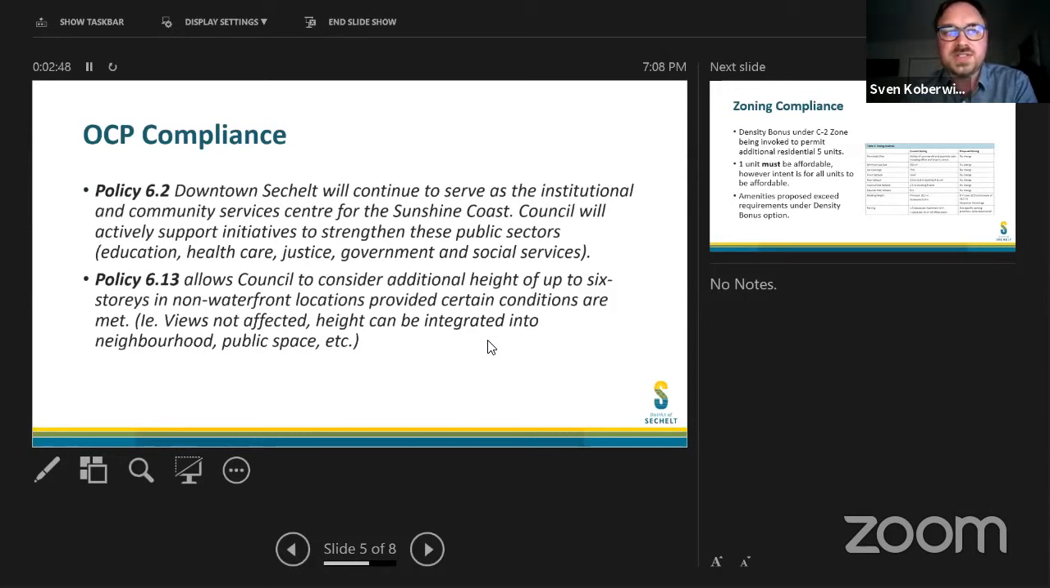The proposal as currently submitted is fully in compliance with the OCP. Specifically, OCP policy 6.2 calls out that downtown Sechelt is the appropriate location for community services. Additionally, policy 6.13 specifically allows council to consider additional building height on buildings located downtown of up to 6 stories, provided they're not in waterfront locations and that certain conditions are met, including views not being impacted, and that the height can be adequately integrated into the neighborhood.